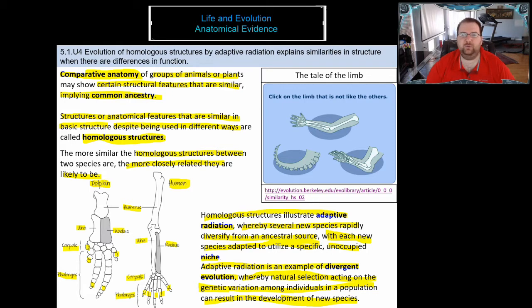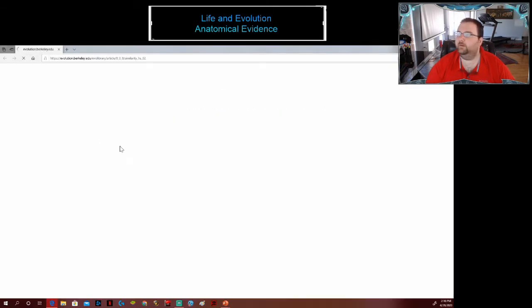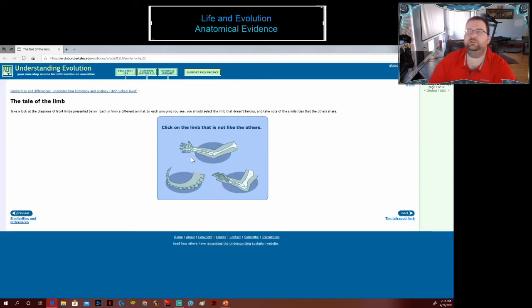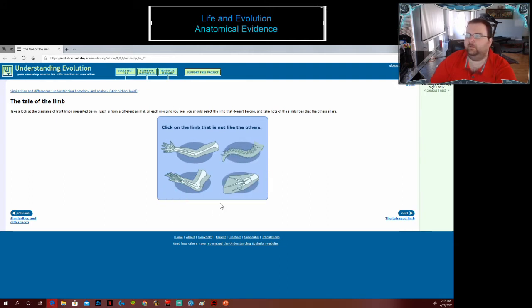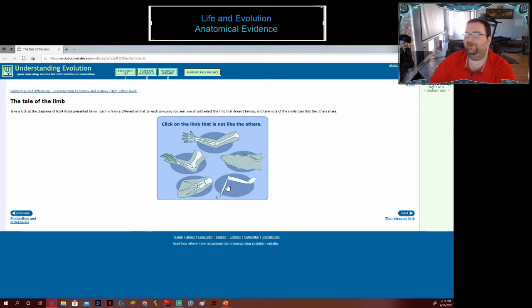So let's try out this activity at the top here. Let's switch on over and try this out. We're just going to click on the limb that's not like the others. Well, I can see the pentadactyl limb in these two. This one's the most dissimilar. That should be easy. Again, this one is not similar at all. Click on that. And this one is not similar at all. This still has the bone structure, but it's still very different, right?